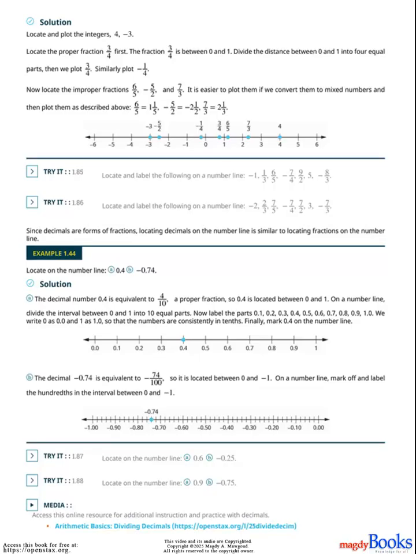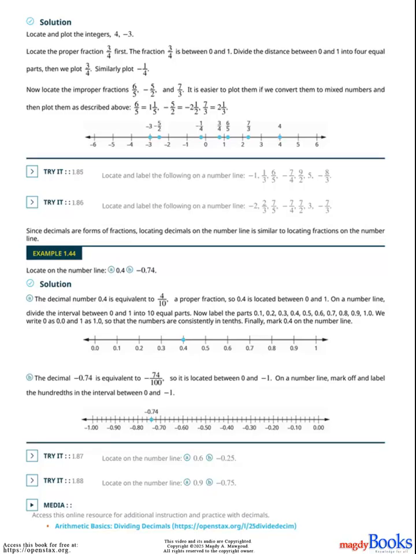Now locate the improper fractions 6/5, -5/2, and 7/3. It is easier to plot them if we convert them to mixed numbers and then plot them as described above. 6/5 equals 1 and 1/5. -5/2 equals -2 and 1/2. 7/3 equals 3 and 1/3.